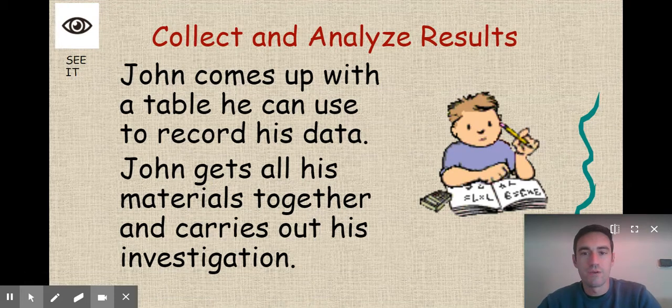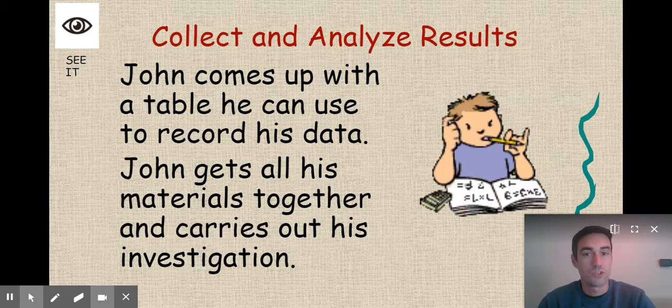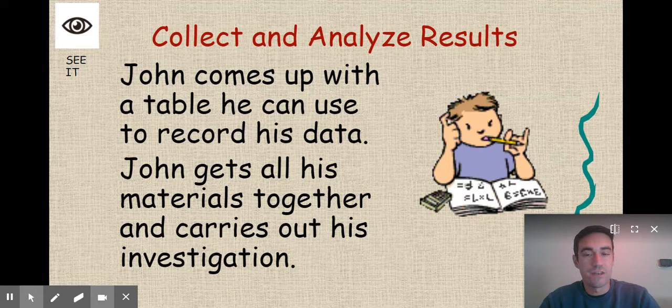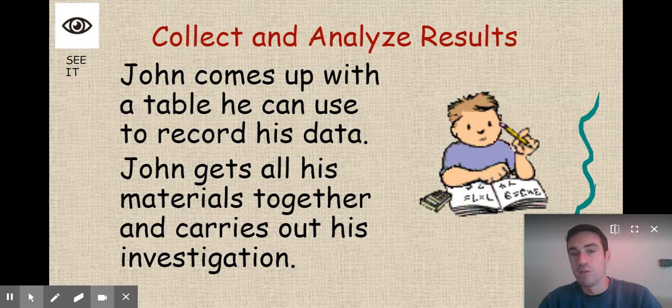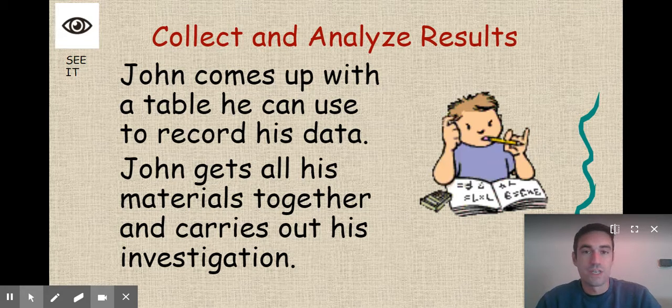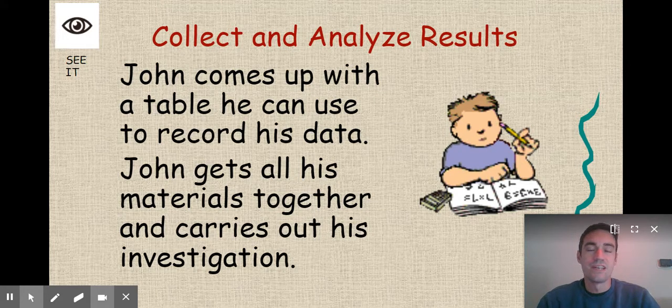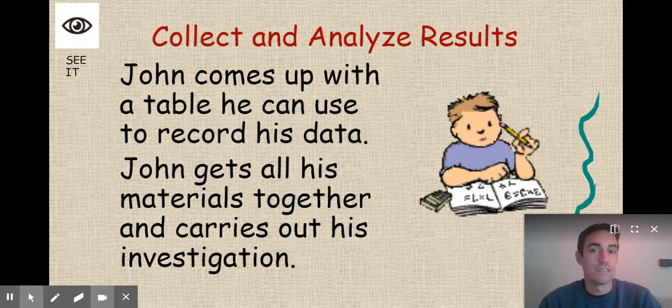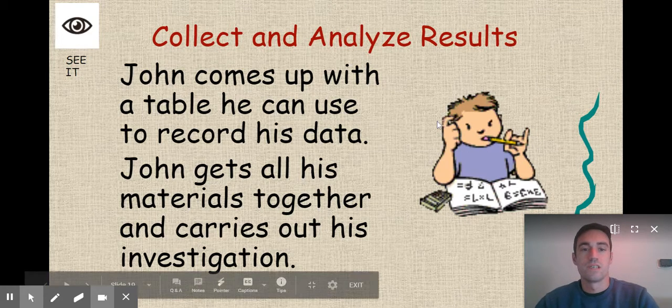So now that we've set up our experiment, John's going to actually collect some data and analyze or check over his results. So John comes up with a table that he can use to record his data. I know you've probably recorded information in a table before, especially in math or science class, but he's going to make sure that he has a nice, neat place to write down any observations he finds, including his measurements. He gets all his materials together and carries out his investigation.